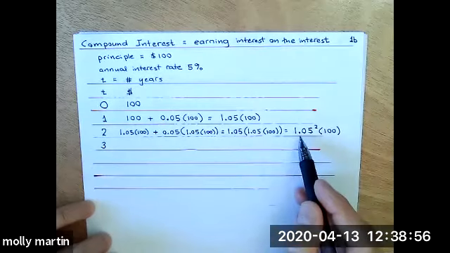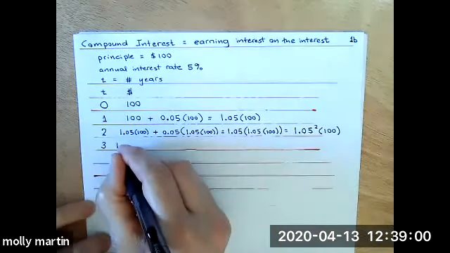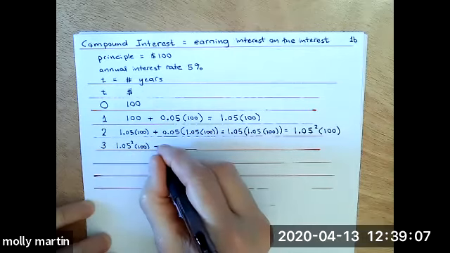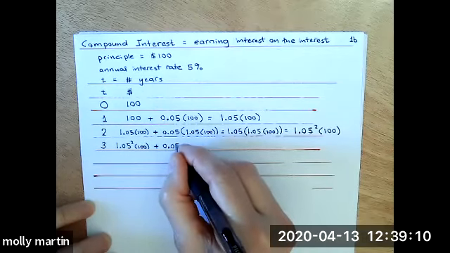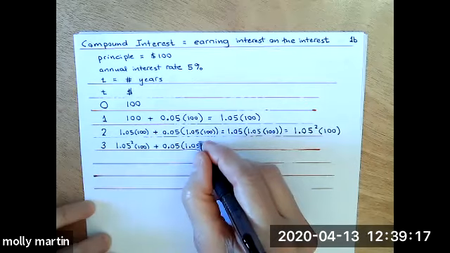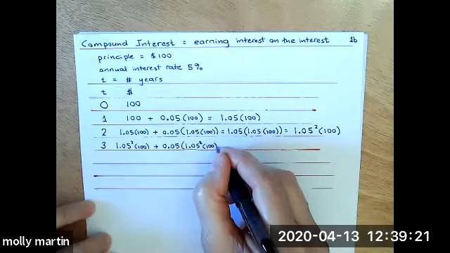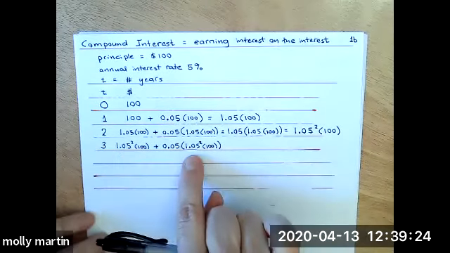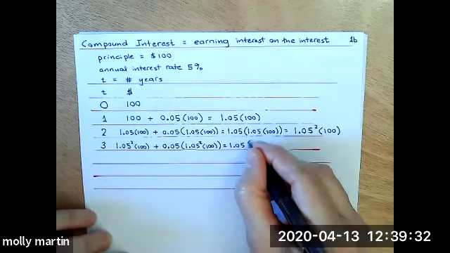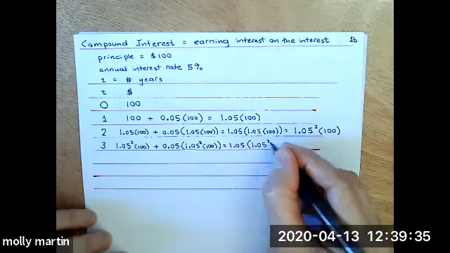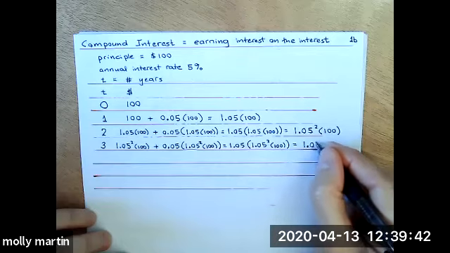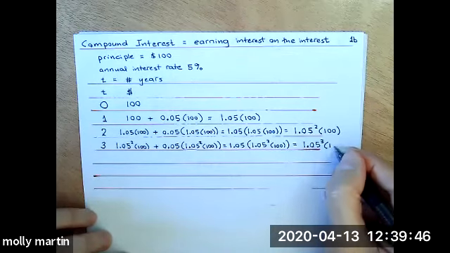Year 3, we start out with the $110.25, and we add 5% of that amount. So I have one of these plus 0.05 of these, which is 1.05 times 1.05 squared times 100, which is 1.05 cubed times 100.